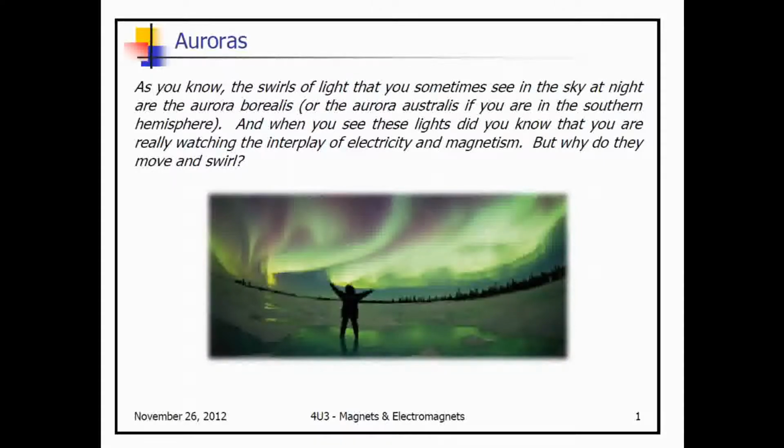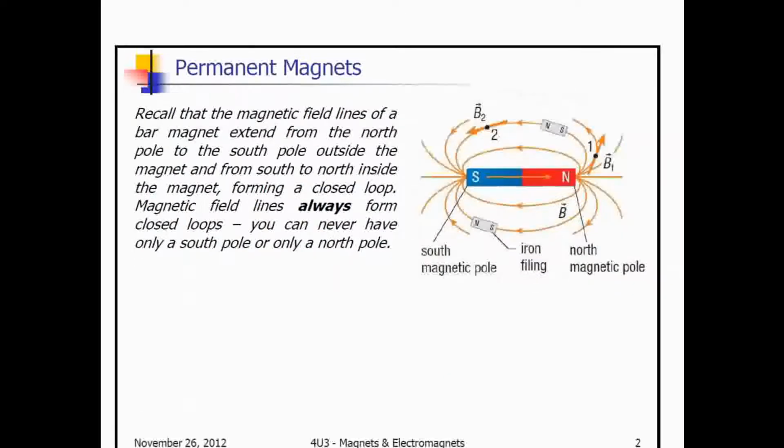And what basically happens is those charged particles in the ionosphere start to collide with, I think it's nitrogen and oxygen atoms that are in the air, and they give off a lot of energy, and some of that energy is given off as light. So we start to see these kind of swirly light patterns. It's an interesting phenomenon that relates to electricity and magnetism, one of the many.